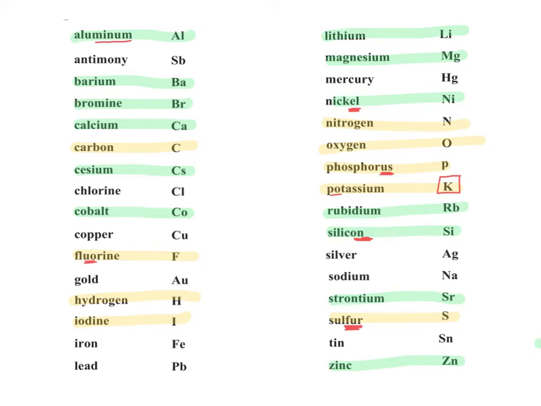Now let's focus on the ones that don't make as much sense. So we'll start with antimony. Antimony has the abbreviation SB. It comes from its previous name, which was stibium, and so we've stuck with that.